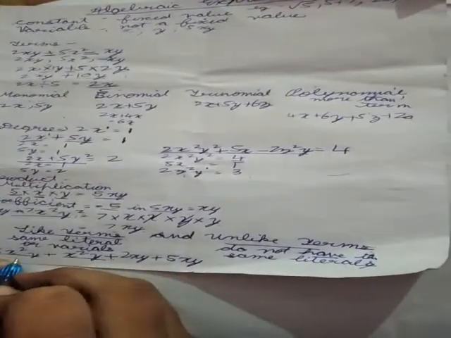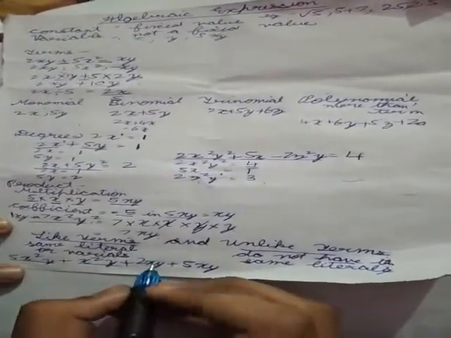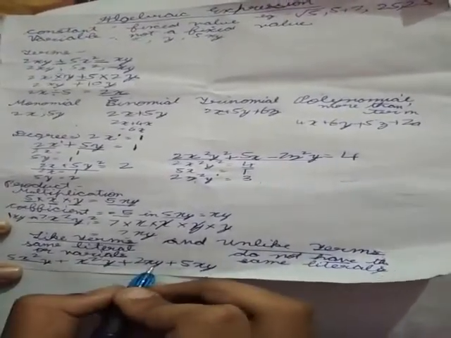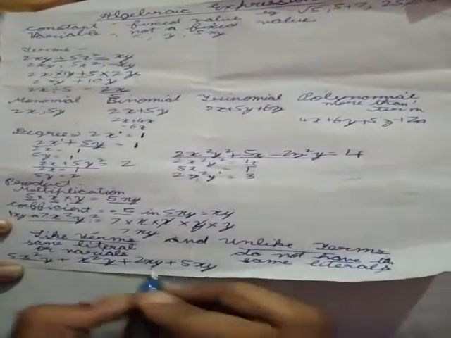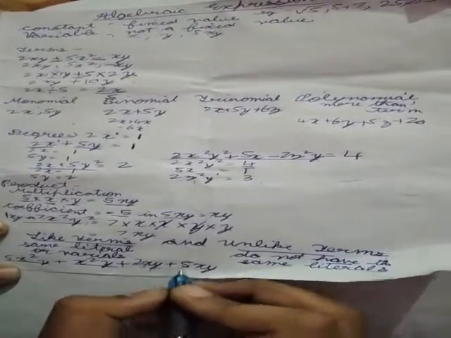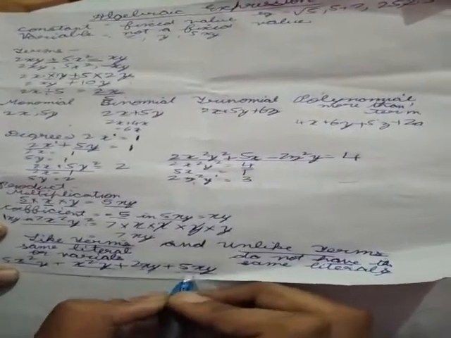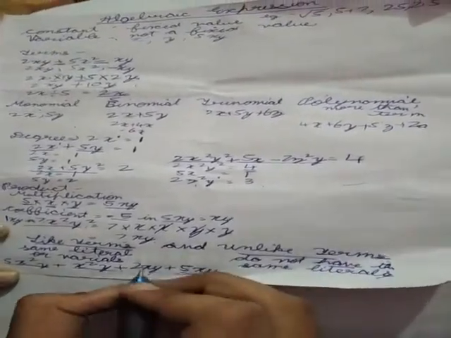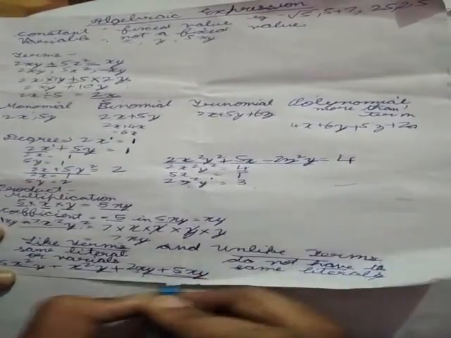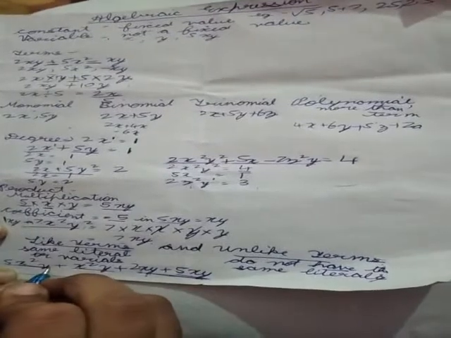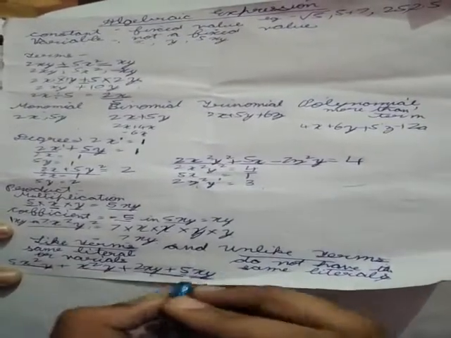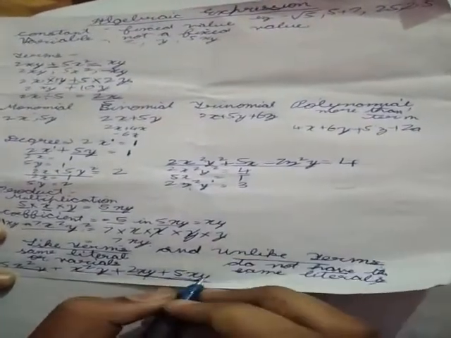But what about 5x square y and 2xy? Here is 2 times x and here is only 1 time x, meaning that they are unlike terms. And in the case of 2xy and 5xy, they are like terms because they have the same variables or literals. But if we take the case of 5x square y and 2xy, they are unlike terms.